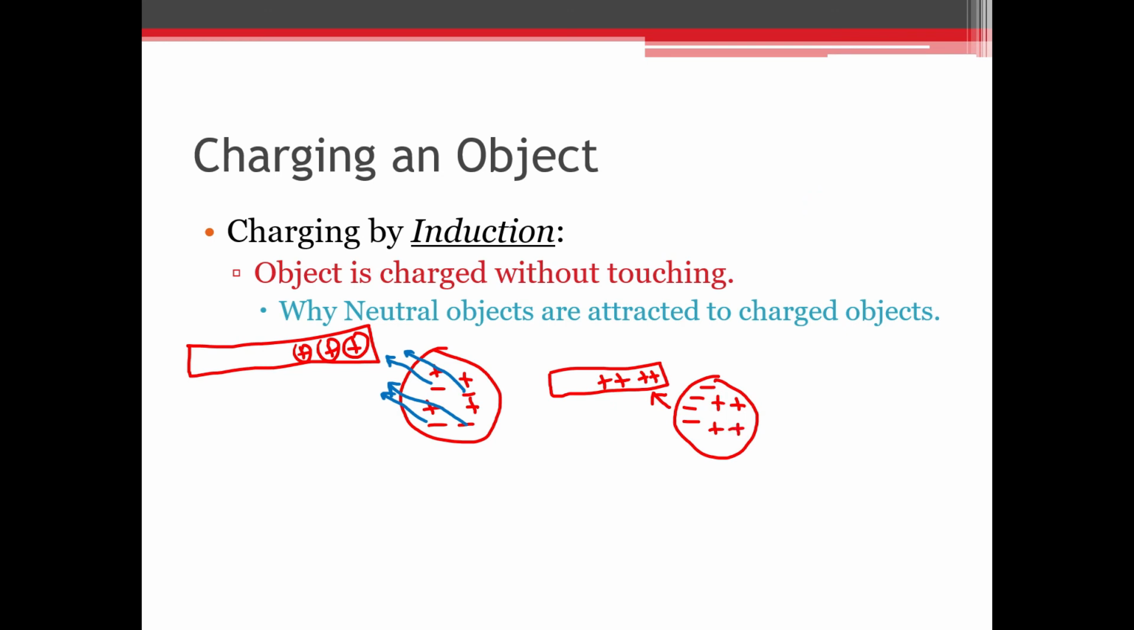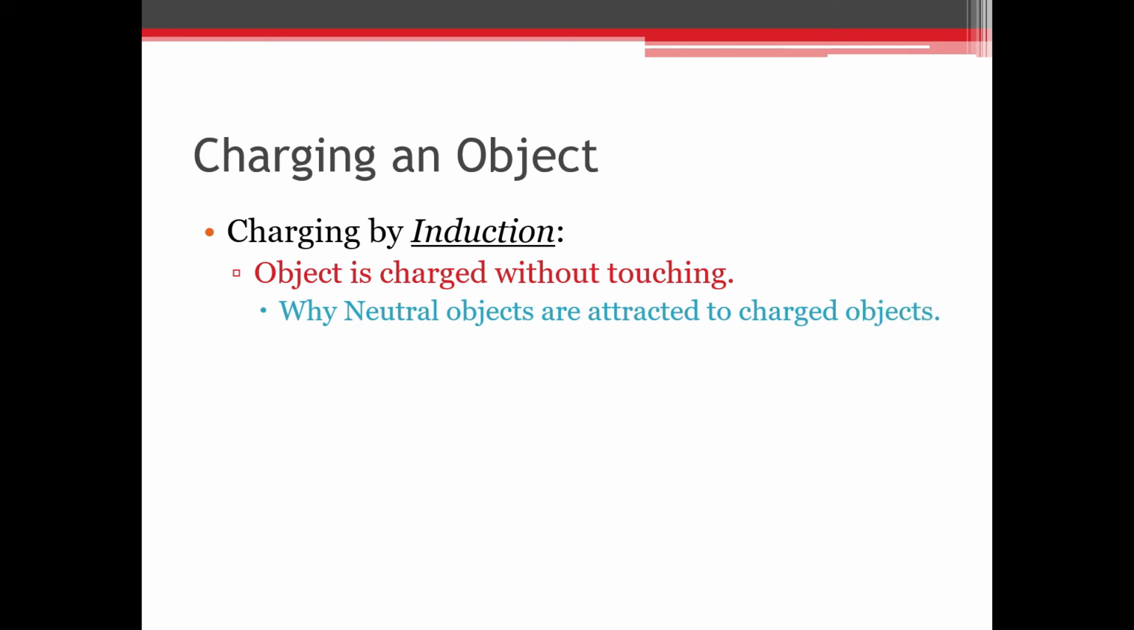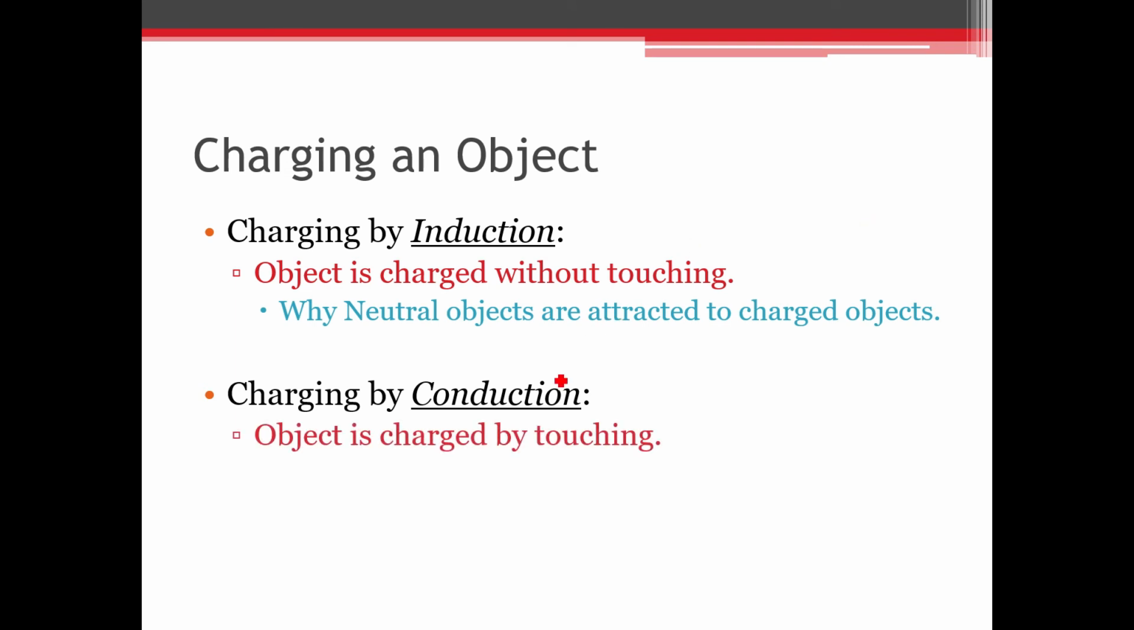The other way to charge objects is through conduction, which is when you charge an object by touching it. So this is where you would charge the object by touching it and physically transferring your electrons. So if I draw the same sphere, but this time I'll touch it. If this is a positively charged rod, and they touch, it allows the electrons to move over this way.